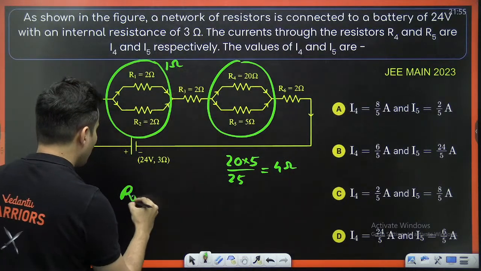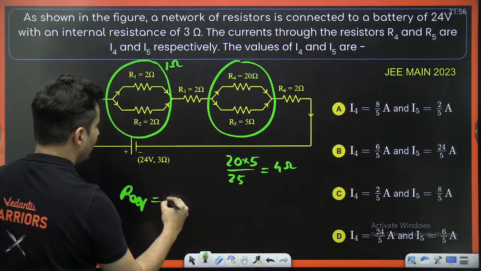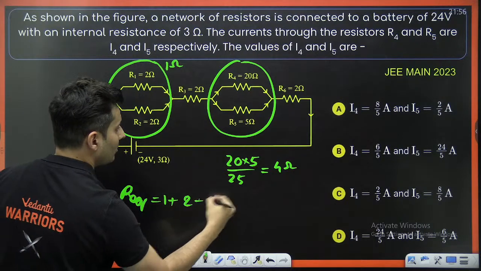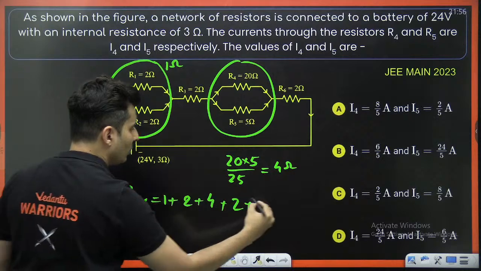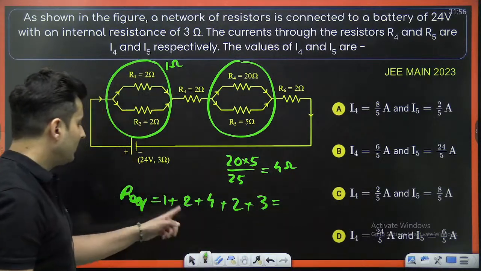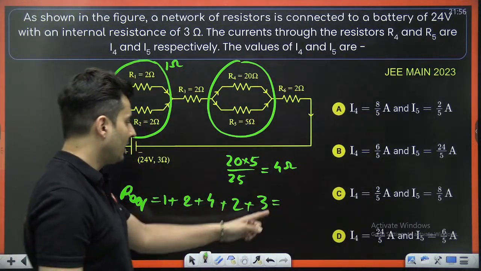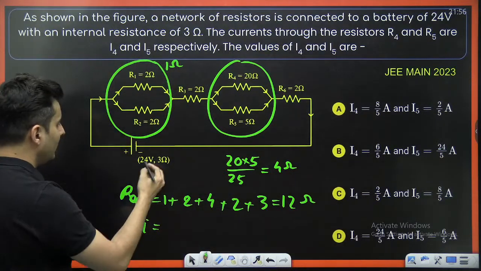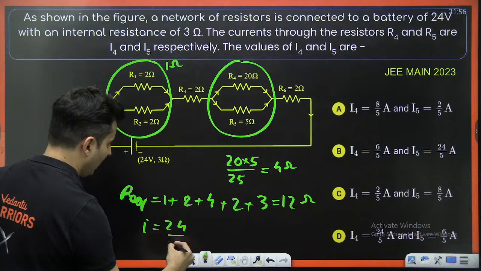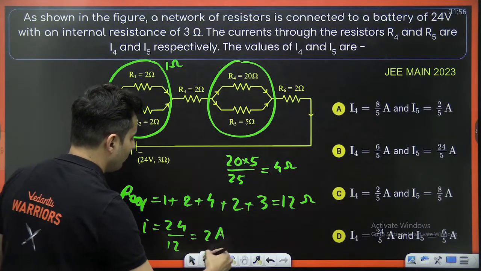So what is the equivalent resistance? 1 plus 2 plus 4 plus this 2, and this 3 ohms will be over here. 3 plus 4, 7, 7 plus 2, 9, 9 plus 3, 12 ohms is the total resistance. What will be the current? Voltage divided by the resistance, which is 2 amperes.